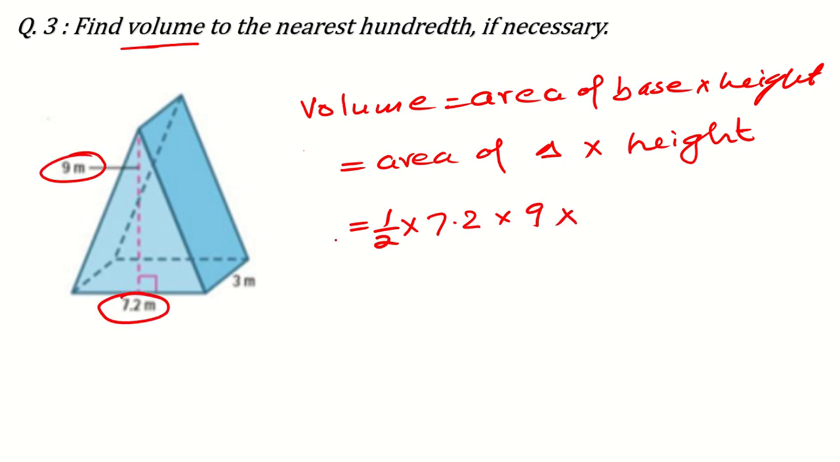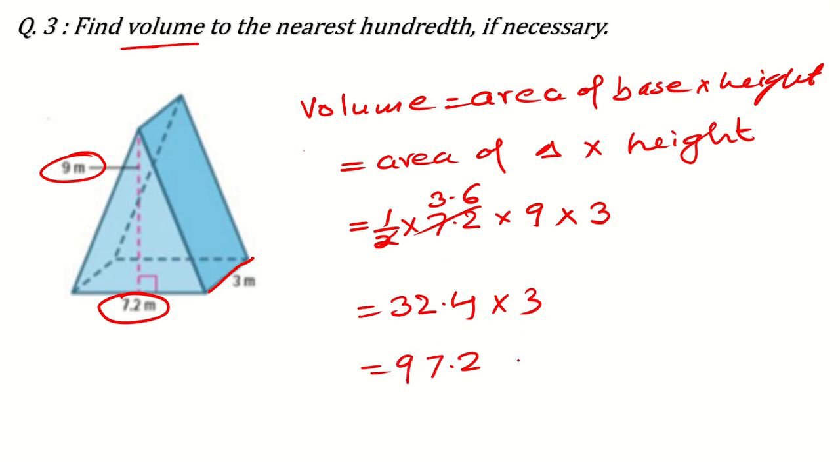Okay, multiply by height of the prism, this one, 3. Okay, now we can simplify this. So 7.2 divided by 2 is 3.6. 3.6 multiply by 3, or multiply by 9, it's okay, you can do it with the calculator as well. So 9 6s are 54, 9 3s are 27 and 5, 32 times 3, which is 3 4s are 12, 3 2s are 6 and 1 is 7, 3 3s are 9, 97.2 meter cube. Okay, like this you can solve the question.